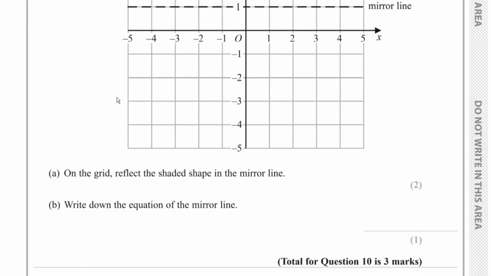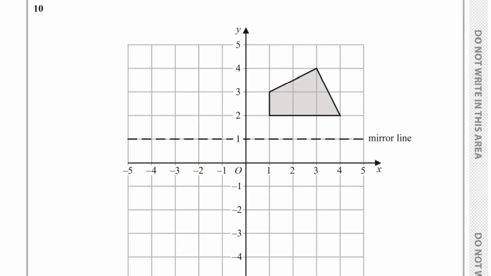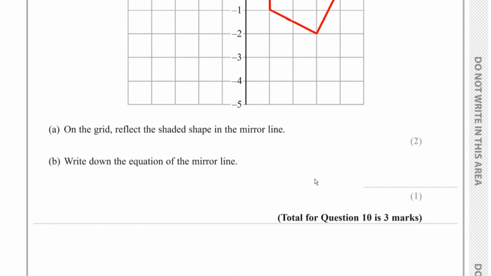Question number 10. Part A. On the grid, reflect the shaded shape in the mirror line. Well, if I reflect this shape in the mirror line, we end up with this shape here. Part B. Write down the equation of the mirror line.